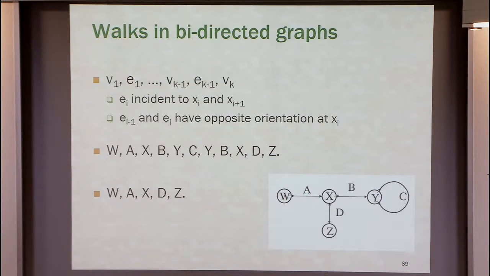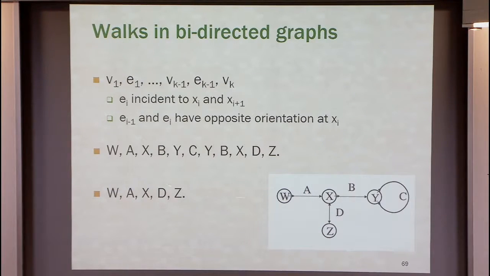So this is an example of a walk. We have W, and then A and X, then we go out of B. Here A entered with a negative orientation and we went out of X on B with a positive orientation. So this follows the rules, and this is considered a walk in a bidirected graph.